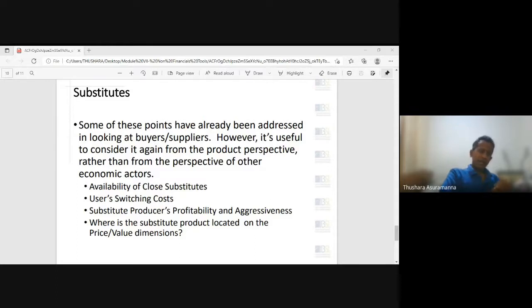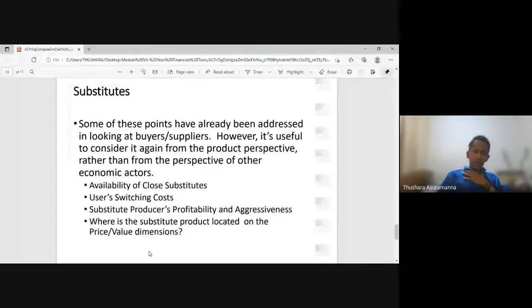So these are the 5 forces that we need to understand. Important in market competition. Understand the competition. So any questions out of these 5 before we move further?